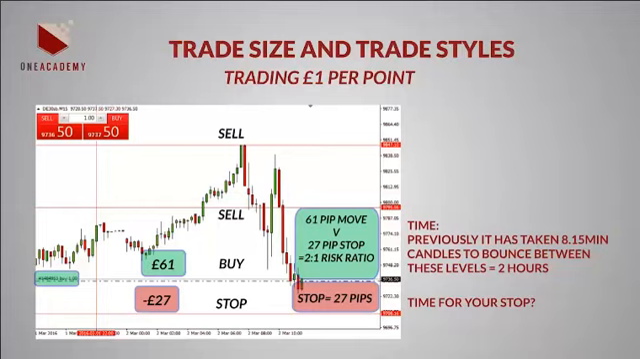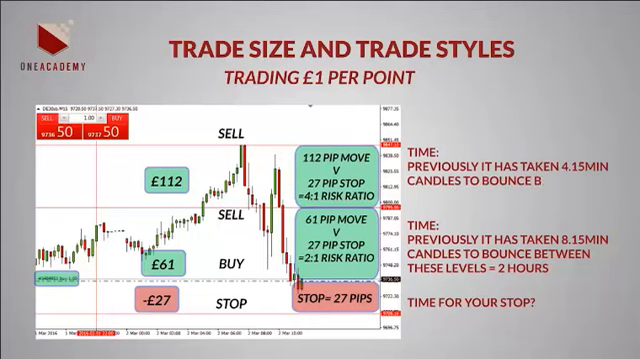Note that it has previously taken 8 15-minute candles to bounce between these levels. That means 2 hours. The same will stand with the upper trade idea. We want to exit at 9847.10. This is £112 profit versus the £27 risked, giving us 4 times the profit versus what we risked.